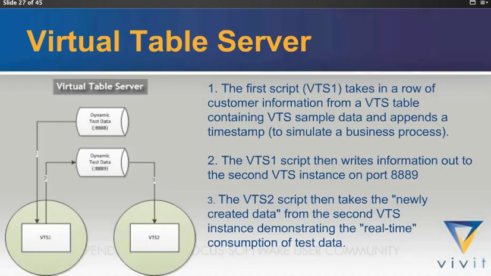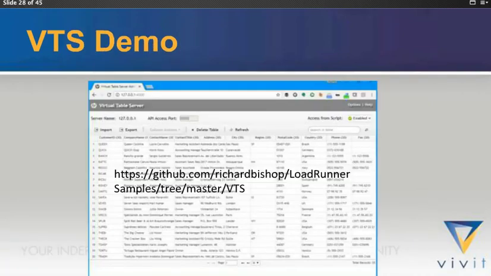In a little more detail, this shows how it actually works. The first script takes in a row of customer data from a table within VTS, and in my example appends a timestamp to it to simulate a business process. The first script, VTS 1, then takes information and writes it out into a second table, again held in VTS, and then a second script takes that newly created data. But rather than talk you through it on the screen, I'll show you a demonstration. We had a technical difficulty which meant I couldn't show it completely live, but I've got a video which I can talk you through.